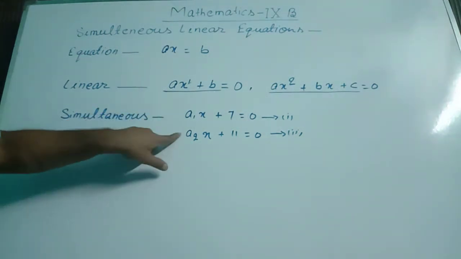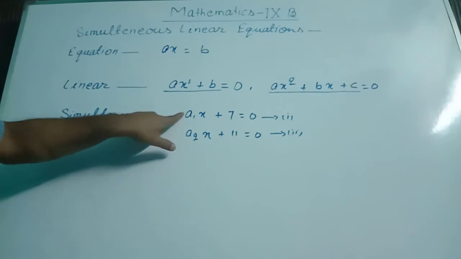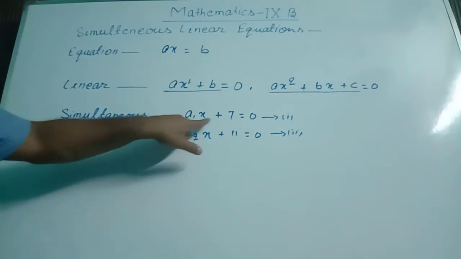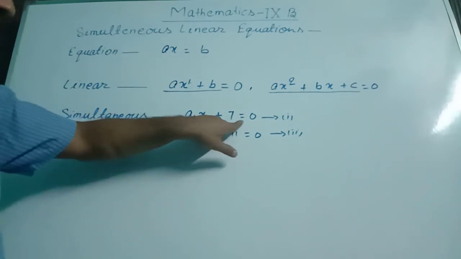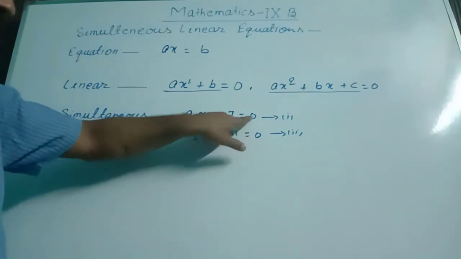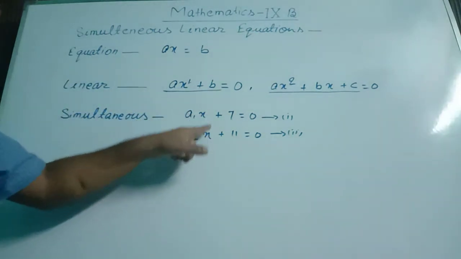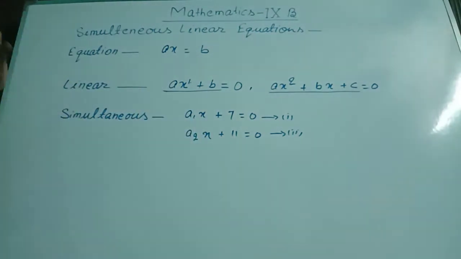Simultaneous for this pair of equations. Equations why? Because the sign of equal to is used, and after equal to a constant term is given. And linear why? Because the power of the variable is 1. So this is the concept of simultaneous linear equation.